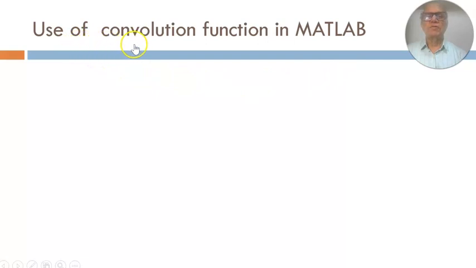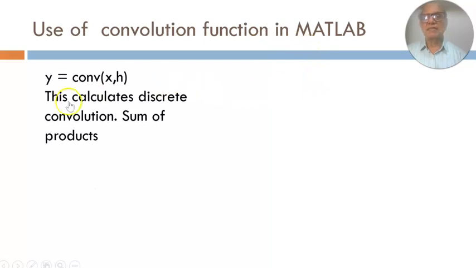So what we are going to do is to use a function called the convolution function in MATLAB. Its syntax is like this: y equal to conv(x, h), where x and h are two signals whose convolution is to be found. It's important to note that MATLAB basically calculates discrete convolution, which is the sum of products. The analytic techniques that we have studied so far were applicable to continuous time signals. But MATLAB actually calculates the convolution as a discrete convolution. So let us see the difference.